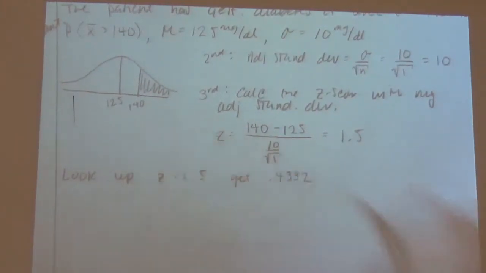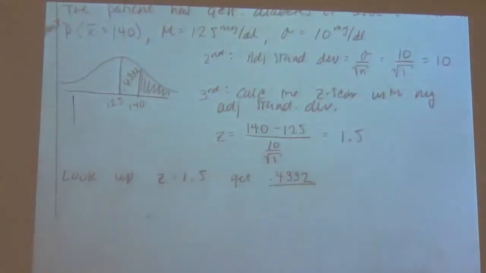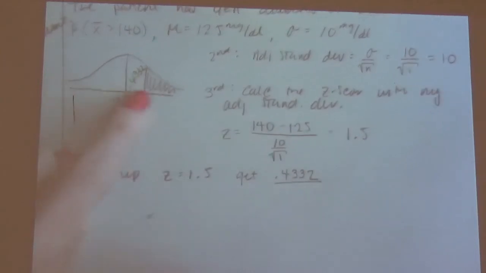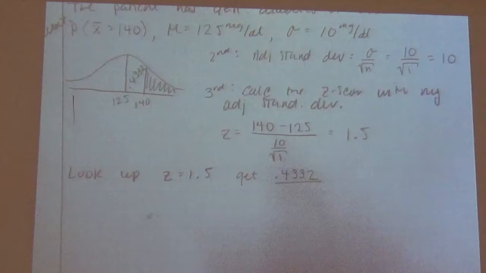Let me get my colored pens out here again. What this tells us is that this piece right here is 0.4332. But notice I don't want that piece. What I want is this piece that's shaded. So what I have to do is a process that we've done before. I need to notice this whole piece right here is 0.5.